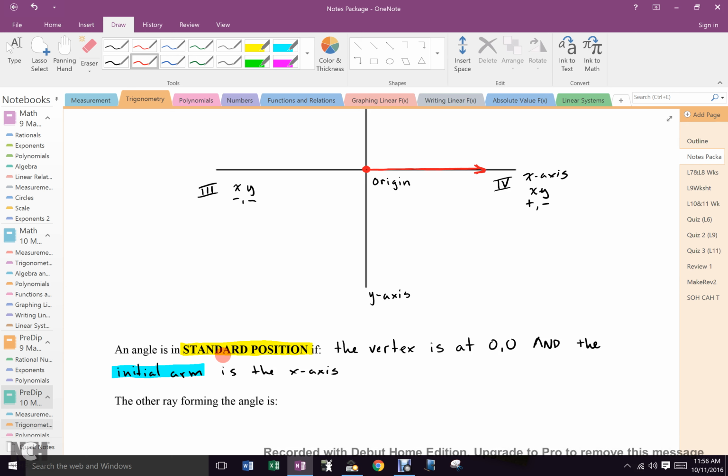The other side of the angle, because do I have an angle yet? No. The other ray forming the angle is what we call the terminal arm. The terminal arm. And that makes sense, right? Initial, where you start. Terminal, where you end. Everybody okay with that? So we're going to take this and we're going to finish this angle and we're going to draw it out into quadrant 2. So here is my initial. Here is my terminal.